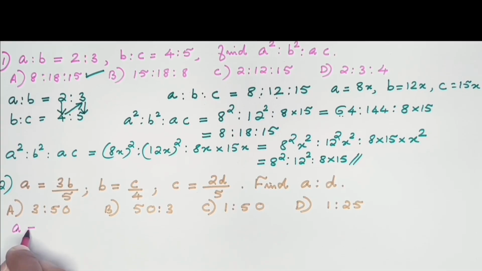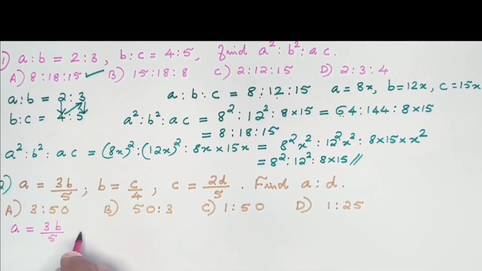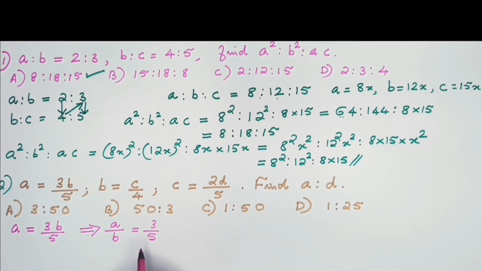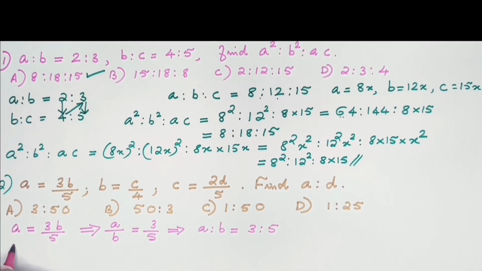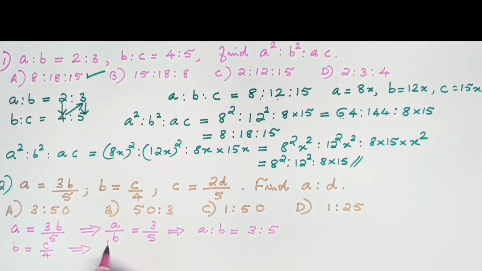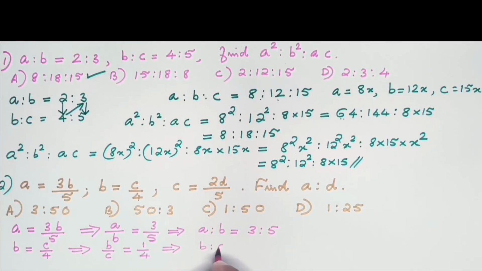See, A equals 3B over 5. Take B to the left side. Here it is multiplication. There it becomes division. And 3 over 5 on the right side. This means A is to B equals 3 is to 5. Similarly, the next one, B equals C over 4. Taking C to this side, B divided by C, 1 divided by 4. This will be B is to C, 1 is to 4.